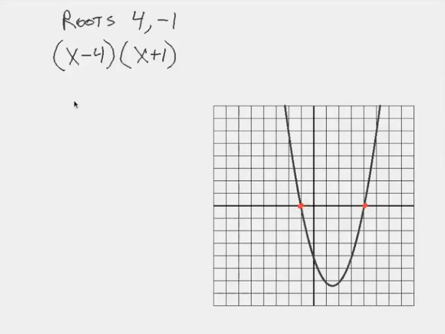And finally, let's get the quadratic equation. Let's go ahead and use the sum and product rule this time. Got x squared. Sum of these two numbers is -3. Product of these two numbers is -4. So there's roots, factors, quadratic, graph.